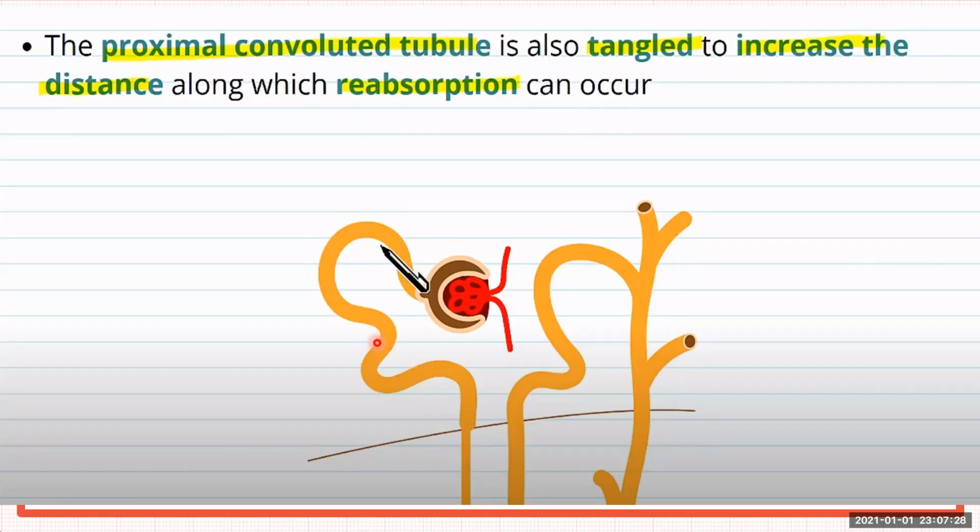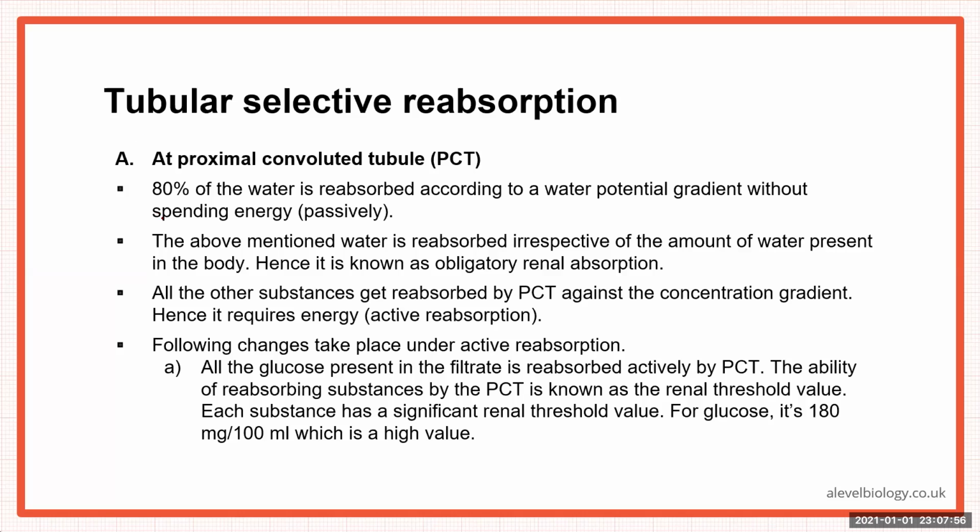So these are the adaptations which increase the reabsorption of selected nutrients as well as water from the PCT into the blood. At the PCT, around 80 to 85% of the water is reabsorbed according to the water potential gradient without spending energy. So this reabsorption of water is passive transport, and it all happens as obligatory renal absorption. All the other substances reabsorbed by the PCT are reabsorbed against the concentration gradient, so that is why the process is active reabsorption. The following changes take place under active reabsorption.